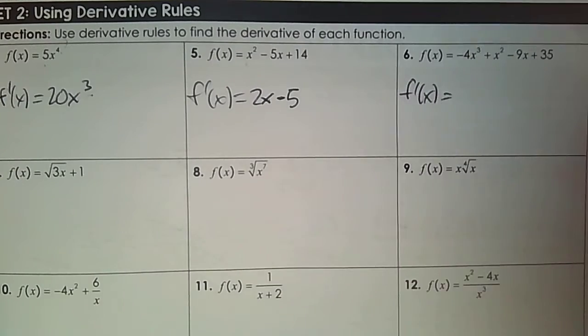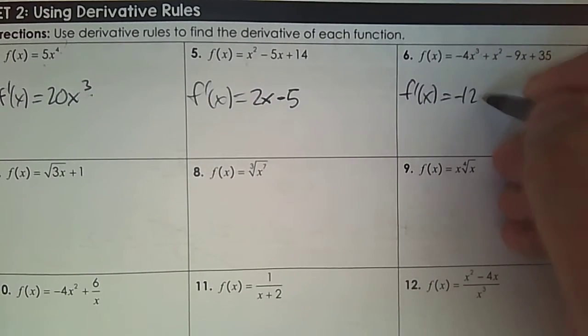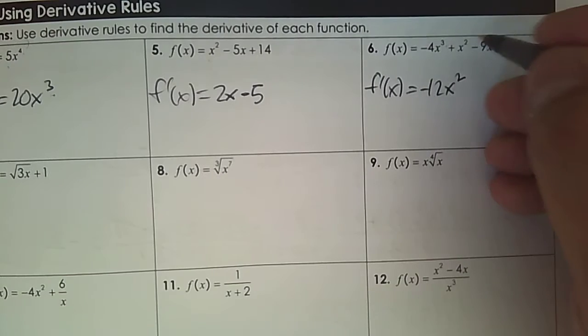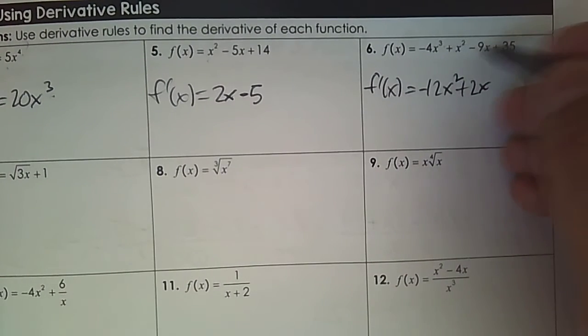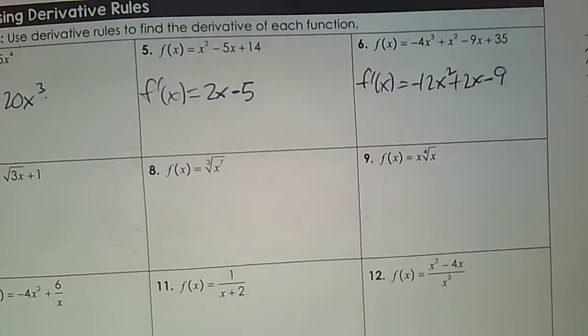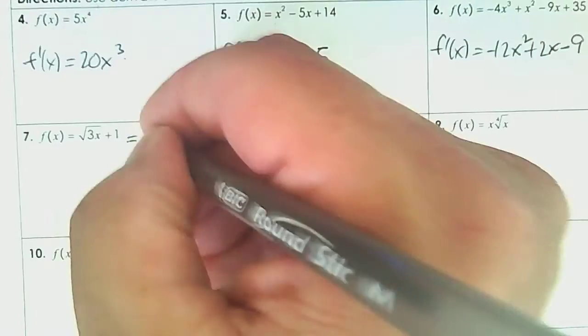Don't make it complicated. 3 times -4. Subtract 1 to the exponent. 2 times 1. Subtract 1 to the exponent. 1, -9x is just -9. And 35 is 0. 7, we need to make this calculus friendly.